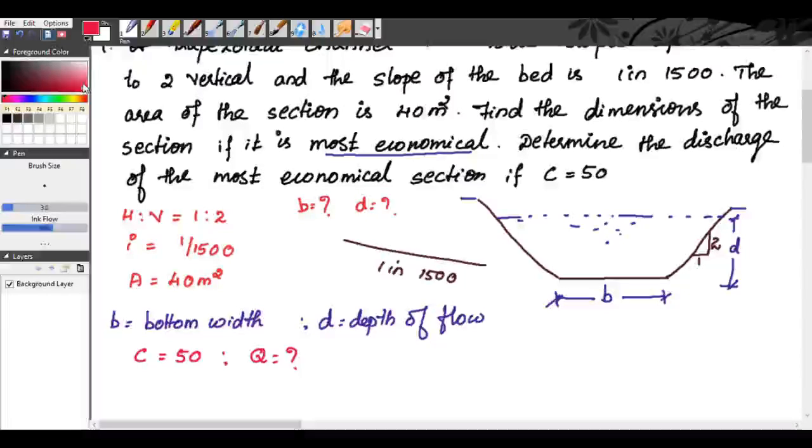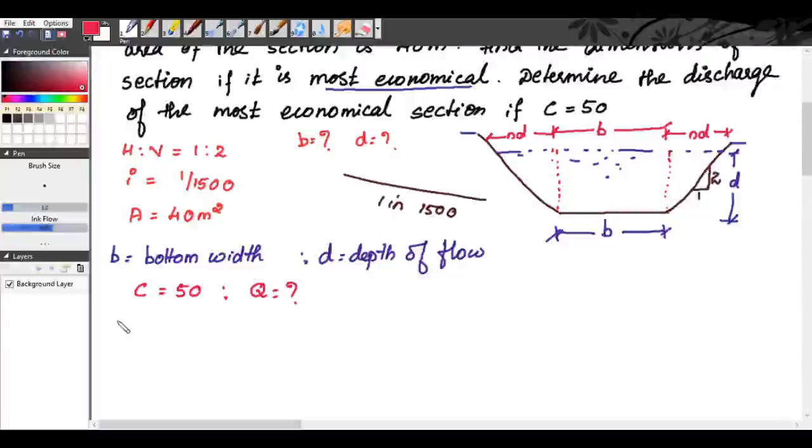Now we know, if the bottom width is b, and you extend this by drawing perpendicular lines, this distance is equal to nd, and this is also equal to nd. So the top width is b plus 2nd, that is, b plus nd plus nd.